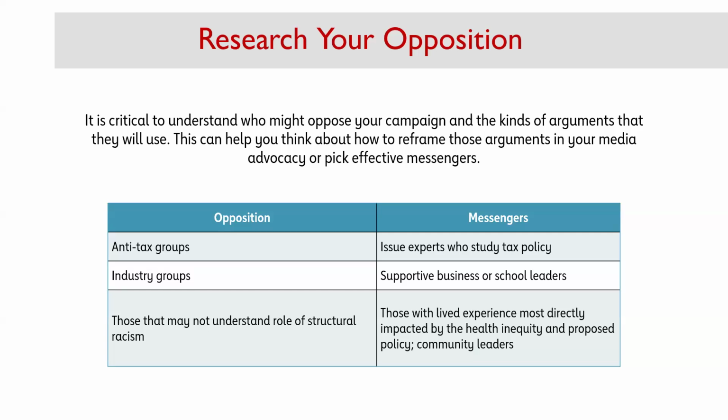It is critical to understand who might oppose your campaign and the kinds of arguments that they will use. This can help you think about how to reframe those arguments in your media advocacy or pick effective messages. An example of your opposition could be anti-tax groups or industry groups, just anybody that may not understand the role of structural racism. Messengers include issue experts who study tax policy, supportive business and school leaders, those with lived experience who are most directly impacted by health inequity and the proposed policy, and community leaders.